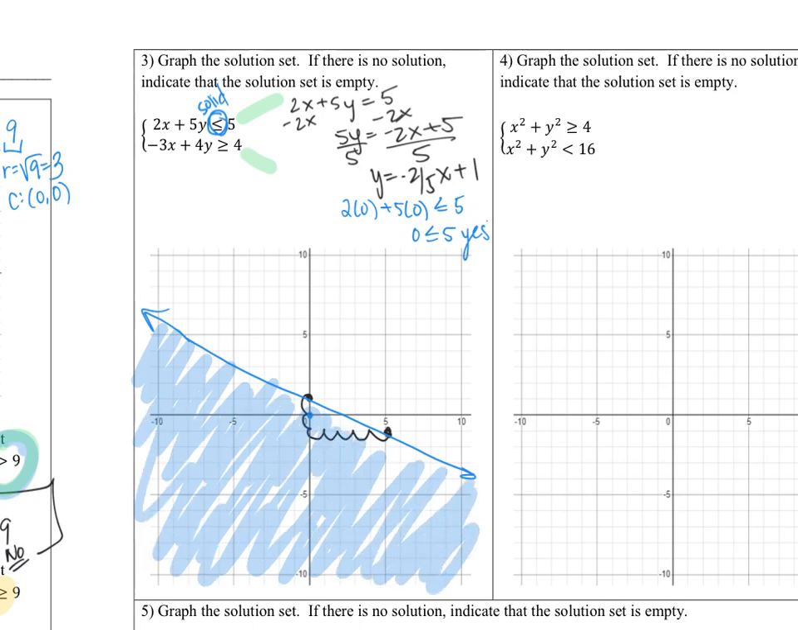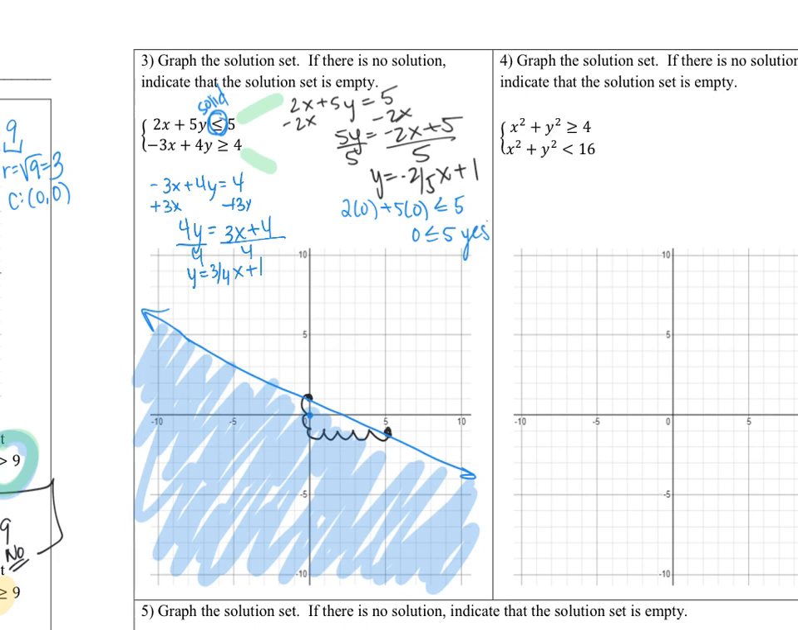And so then I have to graph the next line. Again, we'll put it in that nice form. So I'm looking at negative 3x plus 4y equals 4. Add the 3x over. So I'm looking at 4y equals 3x plus 4. Dividing by 4, we get y equals 3/4 x plus 1.